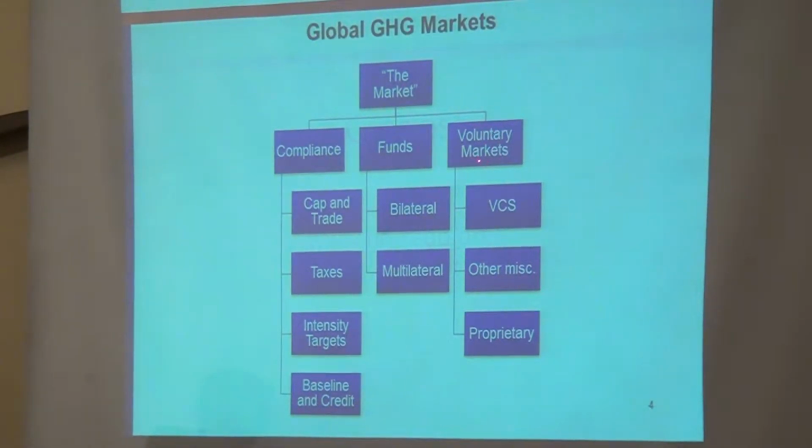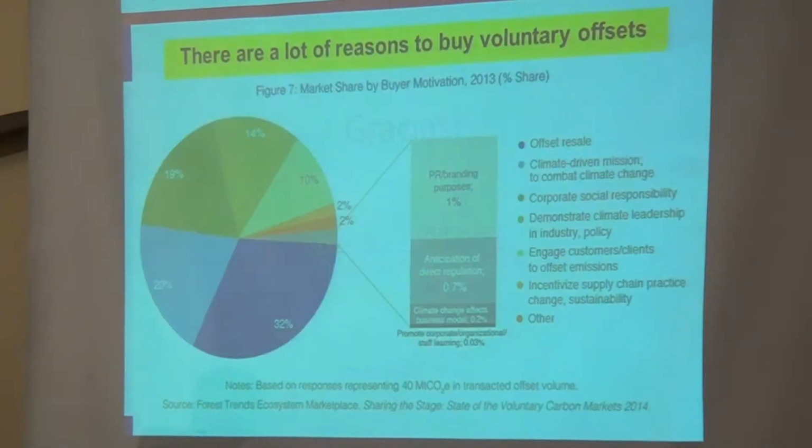We have voluntary markets. So the next 4 slides are just going to focus on the voluntary markets and what we can learn from those. Now, one of the key things about voluntary markets is there's a lot of fragmentation, and that fragmentation starts with the reasons individuals and corporate entities buy offsets in the voluntary market.